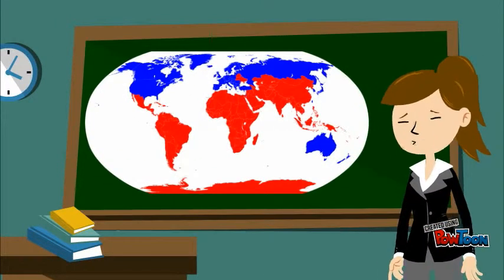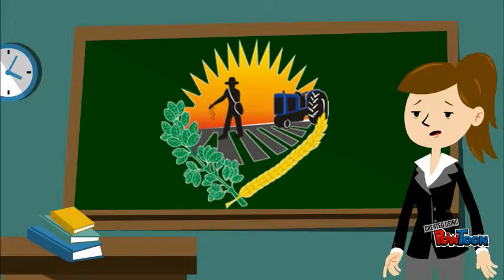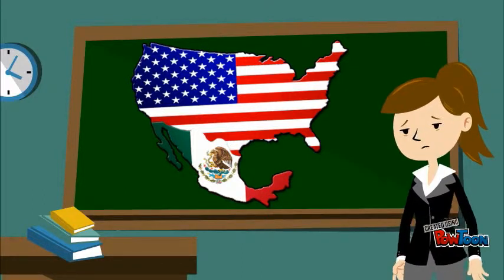Mexico belongs to the Global South because our principal economic activity is agriculture, and we depend economically and politically on countries that belong to the Global North, such as the United States.